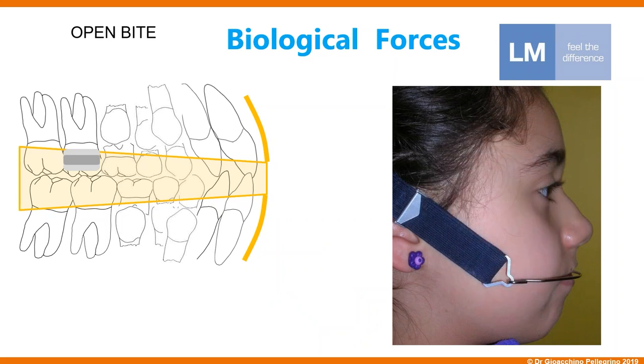When we treat with the LM activator, we always use biological forces. But when we are treating an open bite, and in a particular way a skeletal open bite, because the direction of the face is increasing the vertical relationship, we can use two bends in the posterior part of the arch. And these two bends are connected with a high pull headgear, so that the direction of the growth of the face, which is going in this direction, is completely controlled.